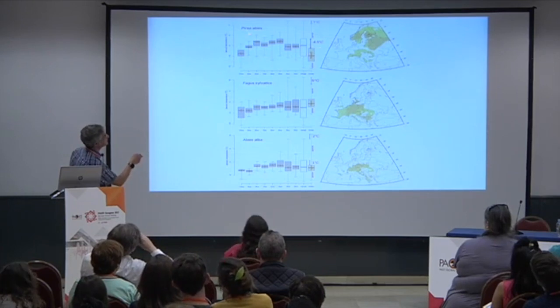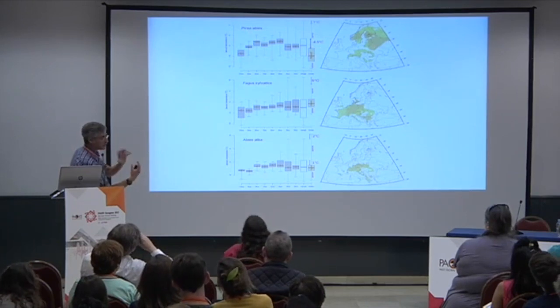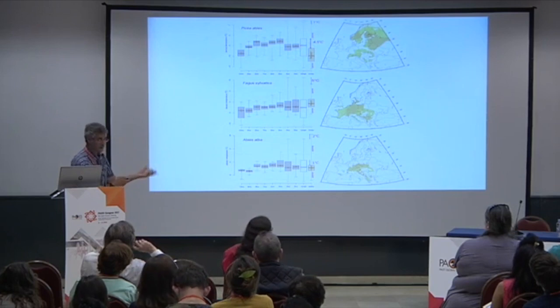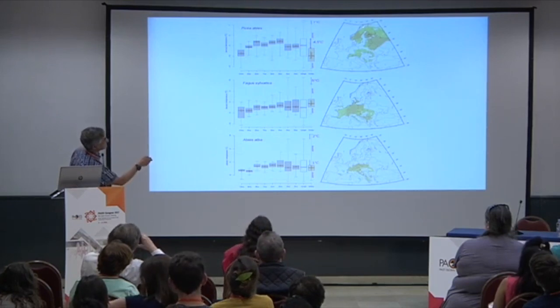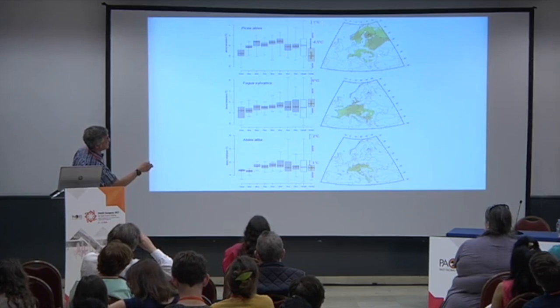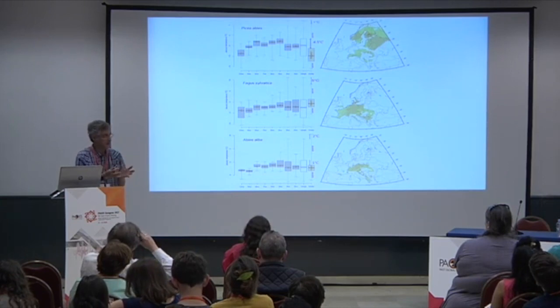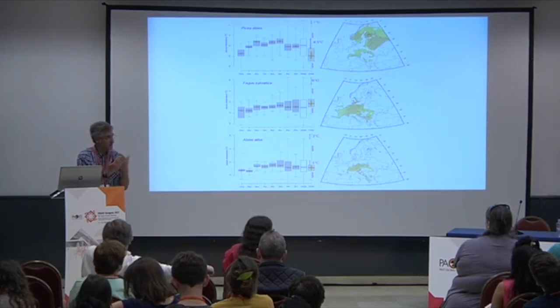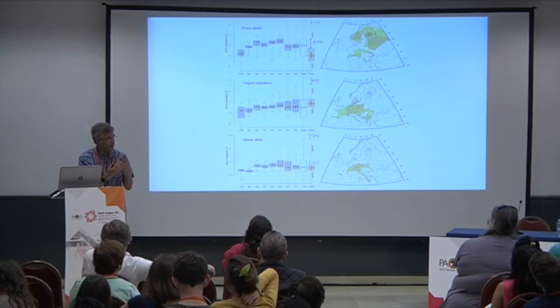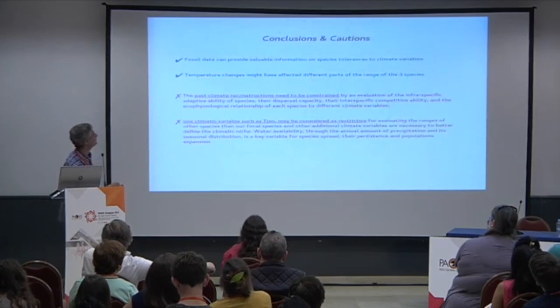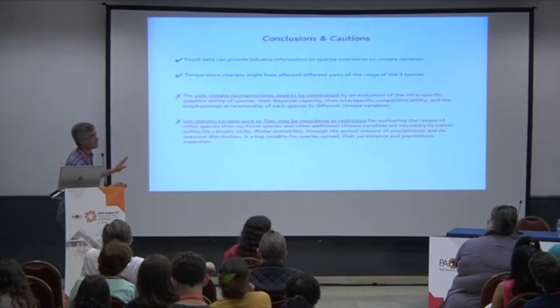For instance, for spruce, the dominant part of the species can stand today up to 4.5 degrees in terms of January temperature. But its edges, mostly the warmer edge, cannot stand more than 1 degree. So the reaction of the main parts of the species and its edges will not be the same to future climate warming. I'm not going to go through this because it will take too much time and I don't have time. So there are some conclusions, some cautions here.